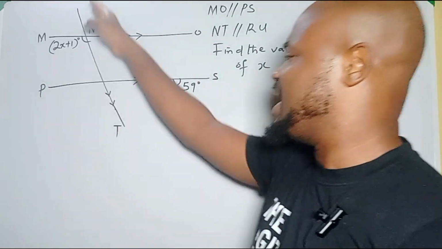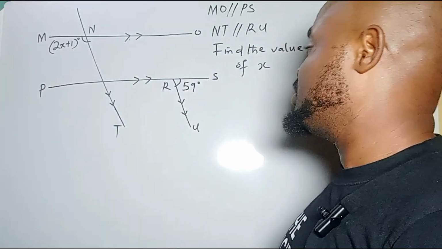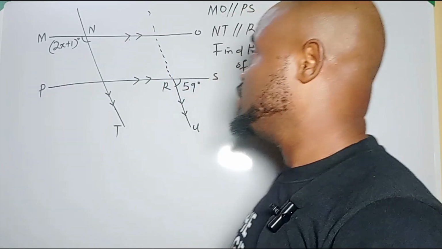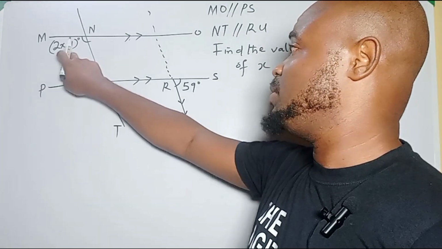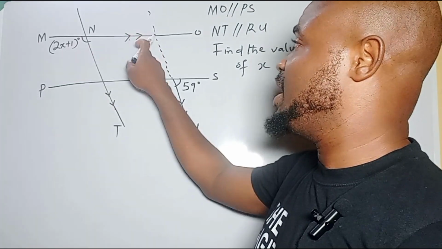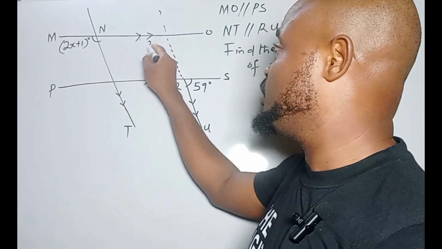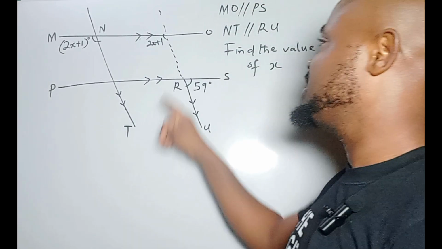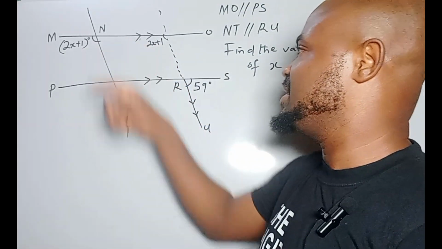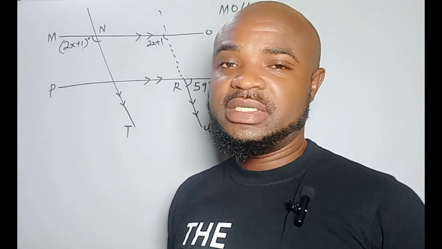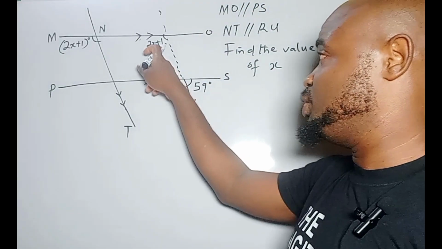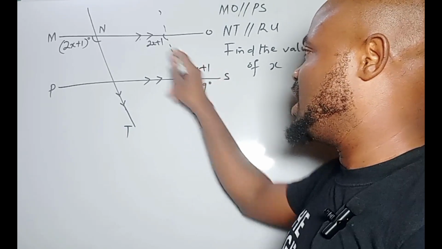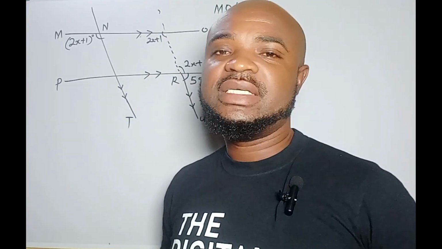But before we do that, if line NT is parallel to line RU, I can equally extend it upward here. Are we following? So it means this angle here, 2x plus 1, is the same as what I have here. Are we following? Good. So if these two angles are equal, we call them corresponding angles. It means this angle here, 2x plus 1, will also be the same as this one here, 2x plus 1.